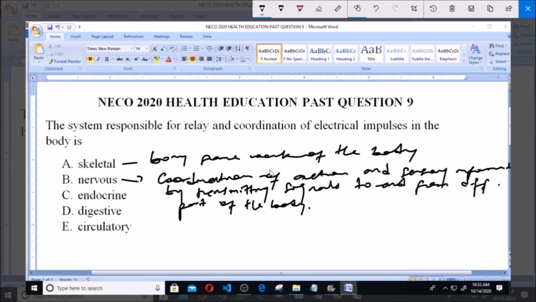So this is the function of the nervous system. It simply means that the nervous system transmits electrical impulses. This signal here refers to electrical impulses.